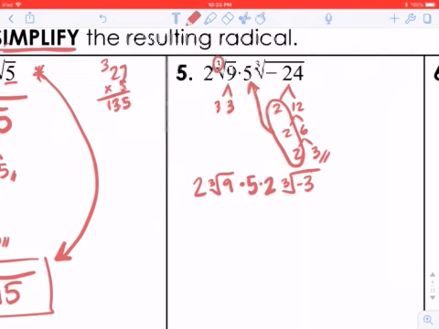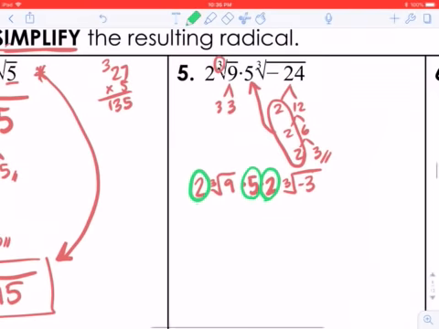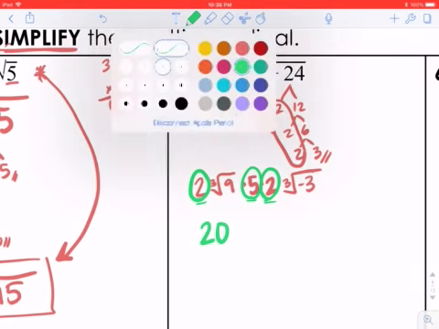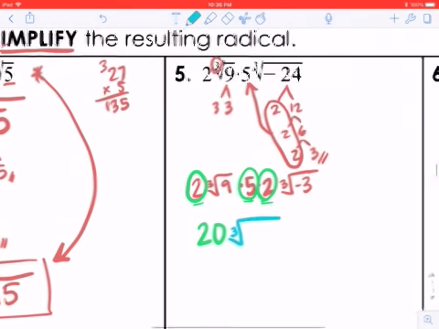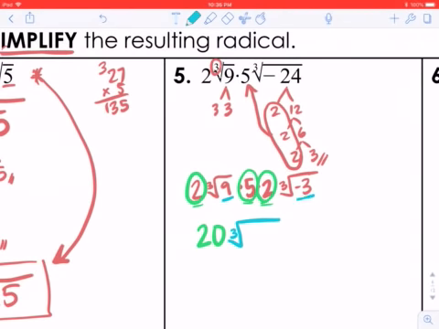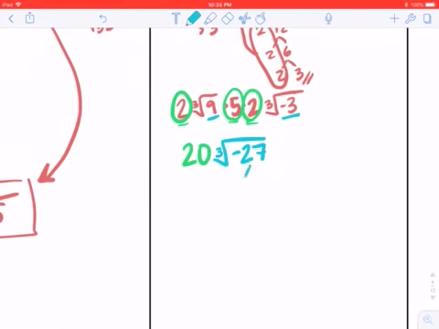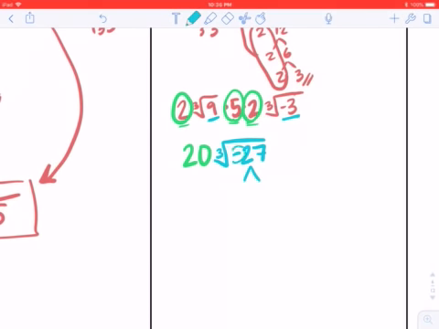I'm going to do the ones that are outside, outsides with outsides. So 2 times 5 times 2. 2 times 5 is 10, times 2 is 20. Okay. And then I'm going to do my insides as well. So I have the cube root of 9 times negative 3, which would be negative 27. From there, I just need to simplify. So I know that this negative can come to the outside because it's a cube root. So I'd have negative 20.